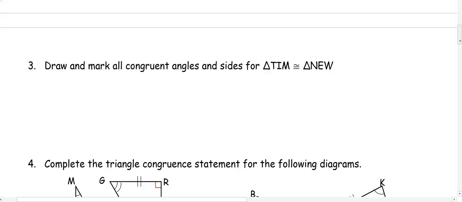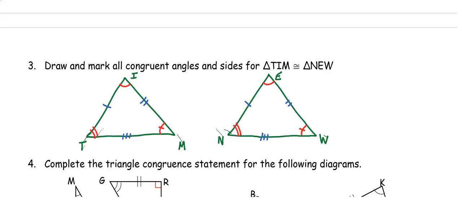So number 3, pause the video and try marking all the congruent sides and angles. So looking at number 3, T matches up with N, I matches up with E, and M matches up with W, and then you're going to mark the congruent sides and congruent angles. Make sure if they're congruent, they have the same type of marking. So given the triangles, let's complete the congruent statement.